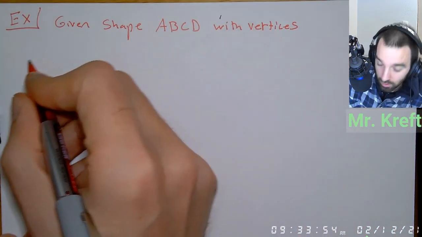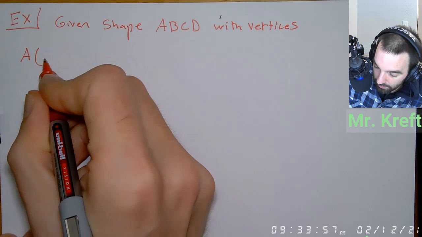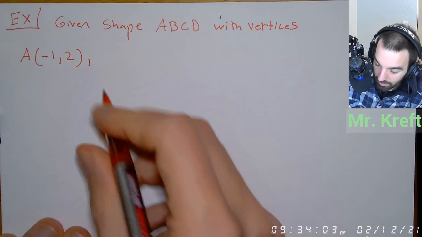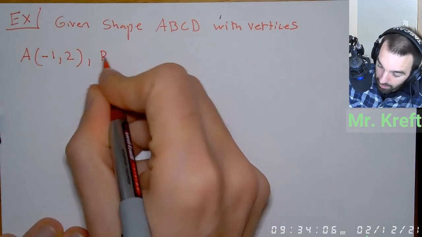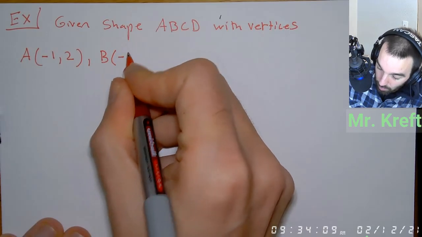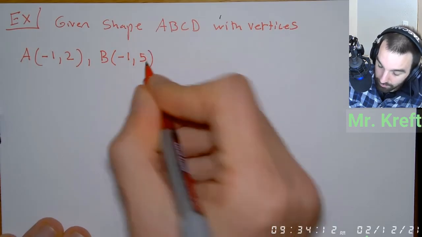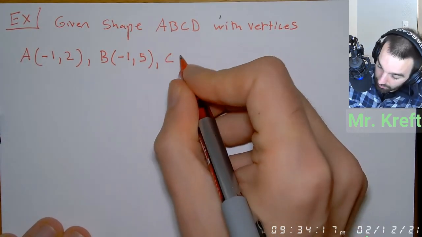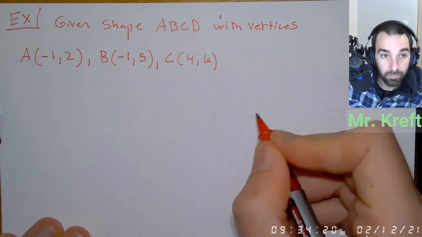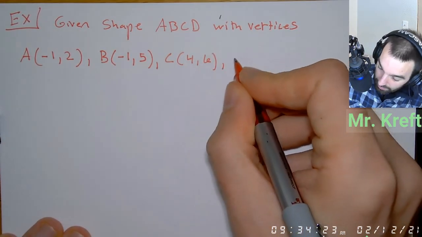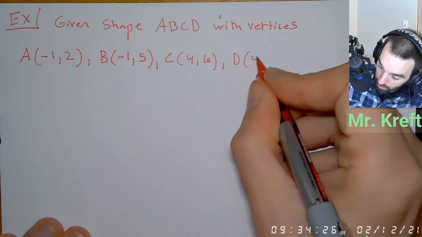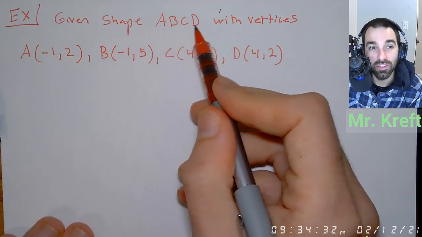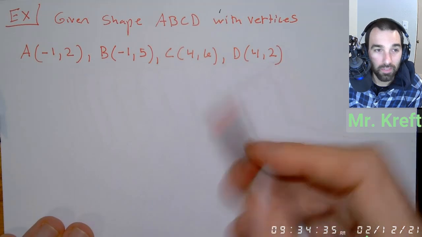And then I'm going to have coordinates. So A is going to have coordinates -1, 2. Okay? And then I put a comma and I say B is going to have the coordinates -1, 5. And then I put a comma. And then I have C is 4, 6. And then I put a comma. And then D is going to be at 4, 2. Okay, so given shape ABCD with these coordinates. Okay, that's our start.